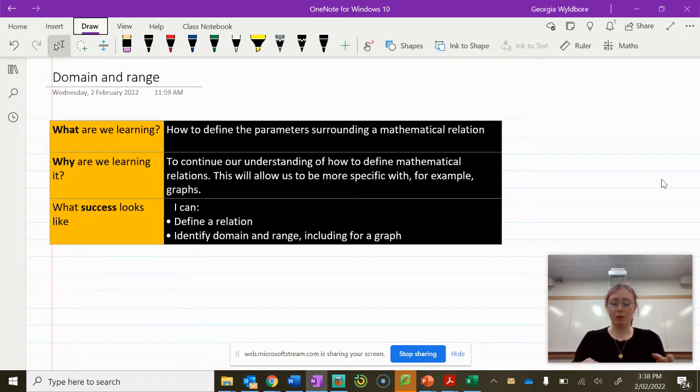It's going to allow us to be more specific when we're graphing something if we have particular values that we need our graph to exist between. So we want to be able to define a relation and identify the domain and range both from an equation and from a graph.